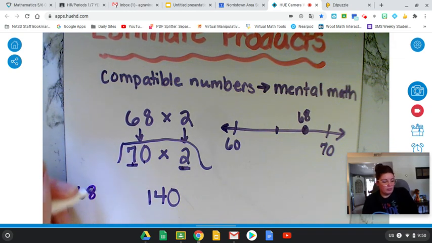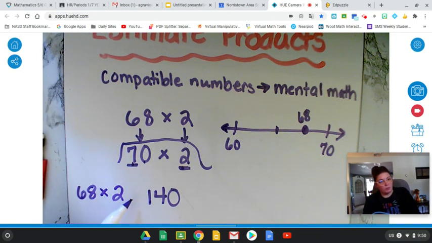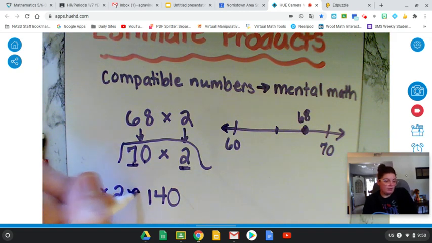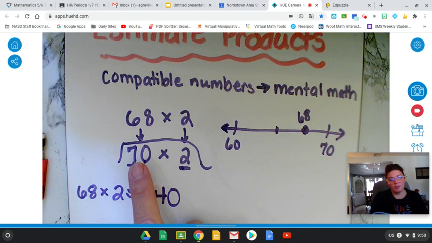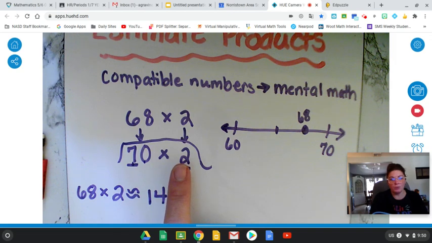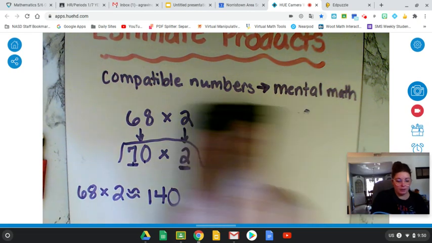But remember, we were estimating the product of 68 times 2. I'm not going to put an equal sign here because 68 times 2 does not equal 140. I'm going to use that symbol, which means it's about 140. So in this example, I rounded one factor to get my estimate. I took 68, rounded it to 70, kept my other factor as a 2 because that's already a pretty easy number to work with, and then estimated. Let's take a look at another example.